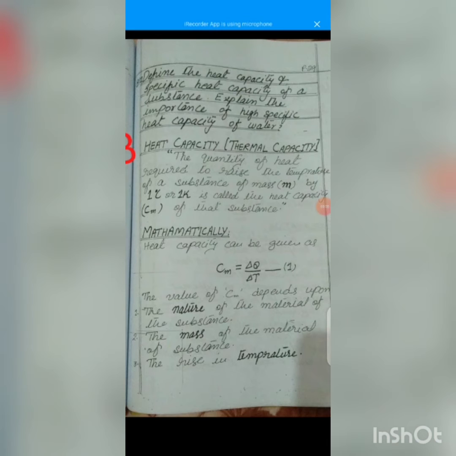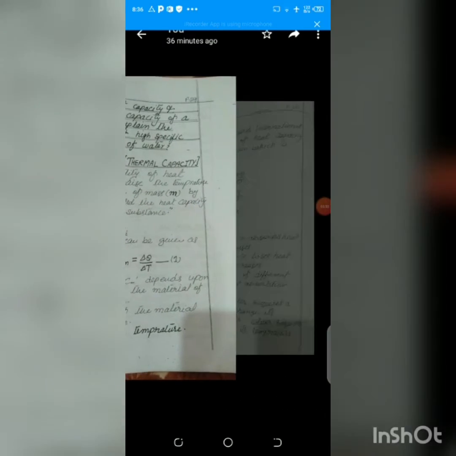The quantity of heat required to raise the temperature of a substance of mass m by 1 degree centigrade or 1 Kelvin is called the heat capacity, and it is represented by Cm of a substance. Mathematically, heat capacity can be given as Cm = delta Q by delta T. The value of Cm depends on the nature of the material of the substance, the mass of the substance, and the rise in temperature.